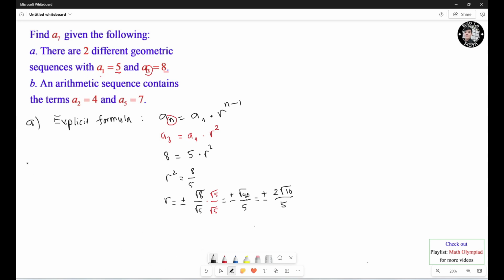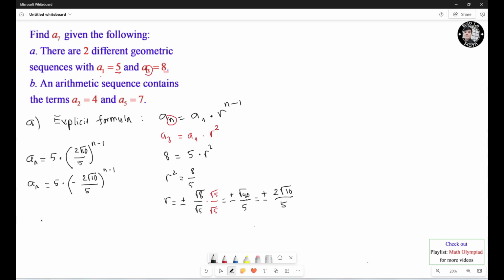Alright, the first sequence is going to be AN equals A1. A1 equals 5 right here. So it's going to be 5 times parenthesis 2 root 10 over 5 to the n minus 1. And the second sequence is going to be AN equals 5 times negative 2 root 10 over 5 to the n minus 1. Now we need to solve for A7, right?